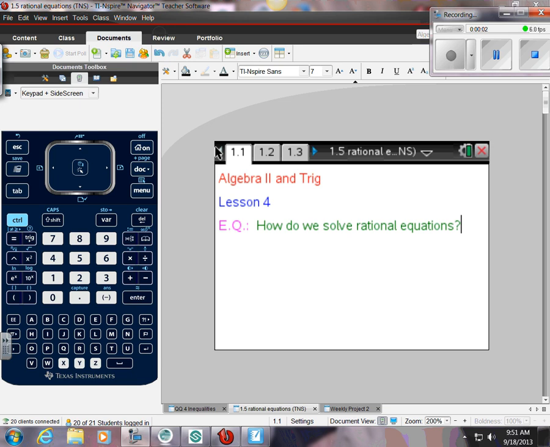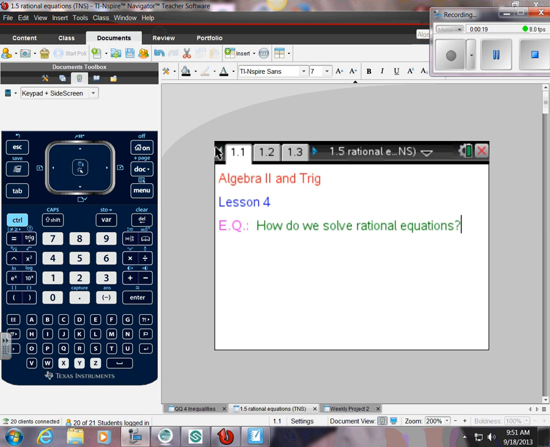All right, so today we're going to be talking about solving rational equations. We're going to be putting together some of the things that we've already learned in order to do this. We spent the last 2 days determining what common denominators are with these rational expressions. So we're going to be using that to help us solve.